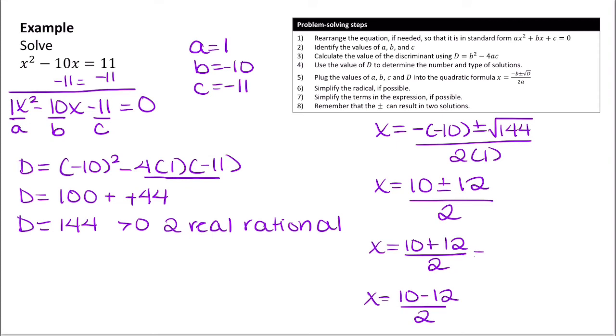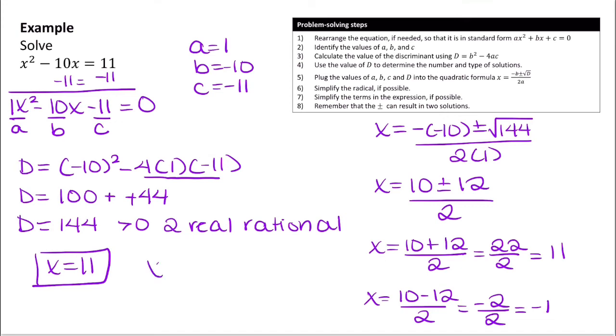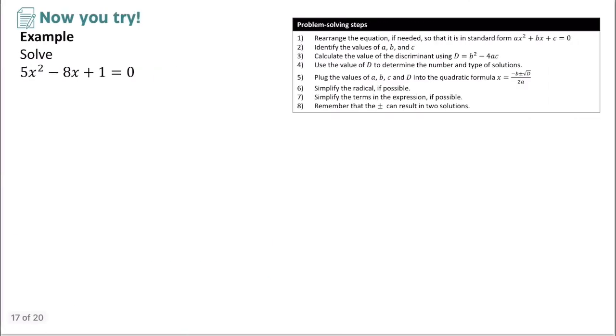10 plus 12 is going to be 22. 22 divided by 2 is going to equal 11. 10 minus 12 is negative 2. Negative 2 divided by 2 is negative 1. So that means that we get x equals 11 and x equals negative 1 as our two solutions, right? So notice that we do have our two real rational solutions as predicted. So now you can go ahead and pause the video and try doing this example on your own.